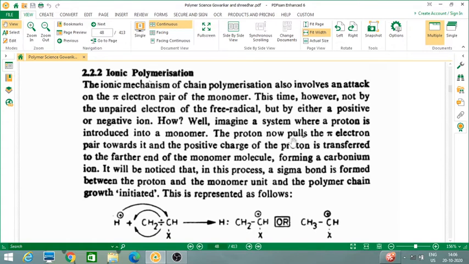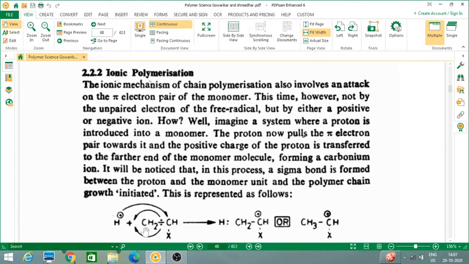The proton now pulls the pi electron pair towards it, and the positive charge of the proton is transferred to the farther end of the monomer molecule, forming a carbonium ion. Carbonium ion is positive. It will be noticed that in this process a sigma bond is formed between the proton and the monomer unit, and the polymer chain growth is initiated.